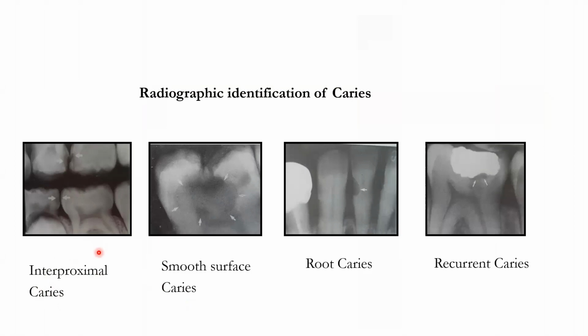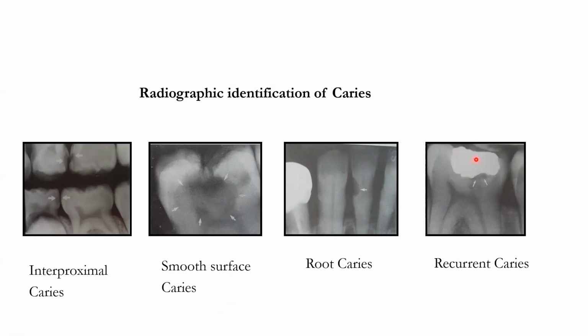This I've already explained to you before. Because of the food stagnation, and unless you're using a floss and you're cleaning your interproximal area followed by a mouth rinse with some fluoride mouthwash, this is bound to occur. And even smooth surface caries, root caries, can be seen on the radiograph as well. Another important diagnosis which takes help of the radiography is the recurrent caries.